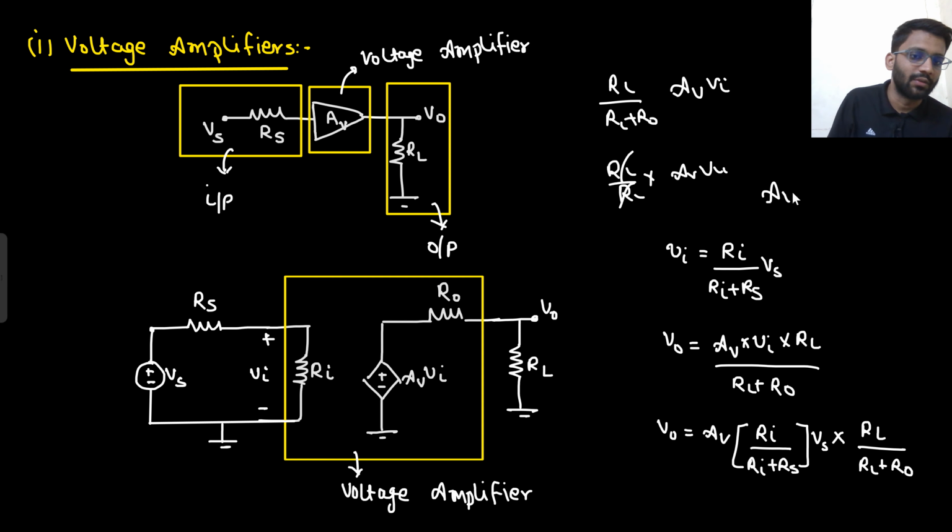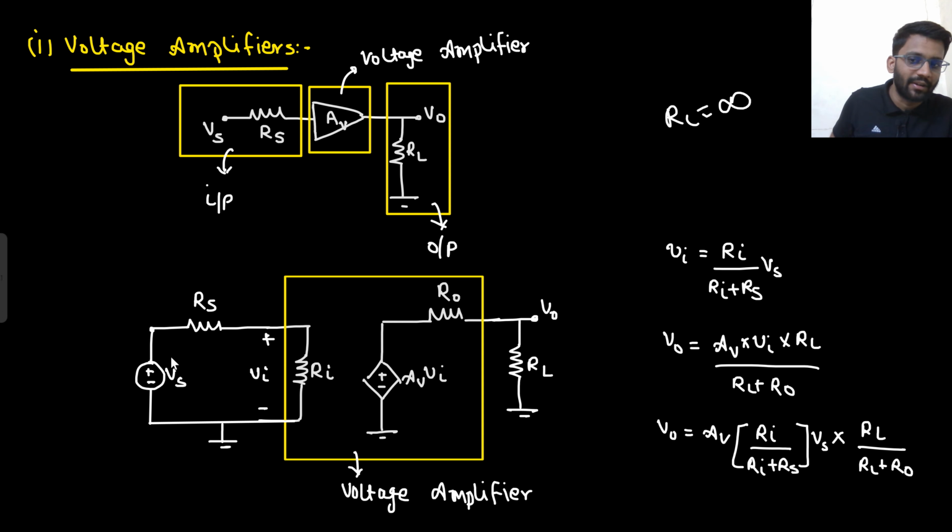Now people will say, sir, RL should be infinity. Okay, if RL is infinity, then also the complete portion will come. Yeah, that is fine. But we are talking about the amplifier. So I will only talk about Rin and R naught. I am not going to talk about Rs and RL. If Rs is 0, then Vs will be equal to Vin. But I am not talking about Rs or RL here.